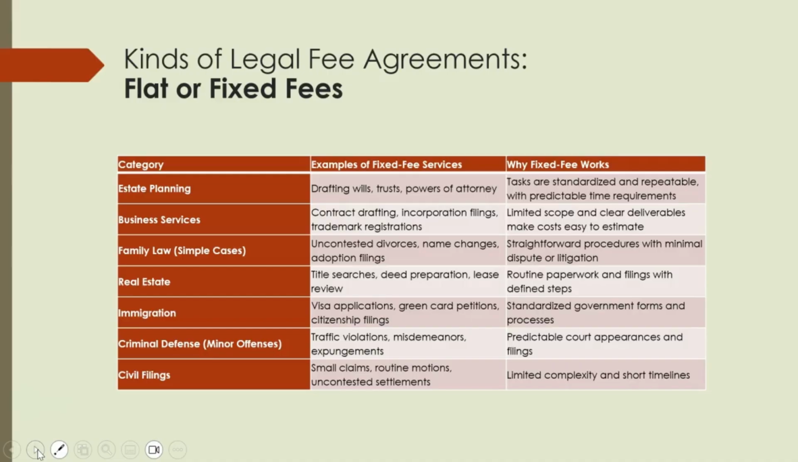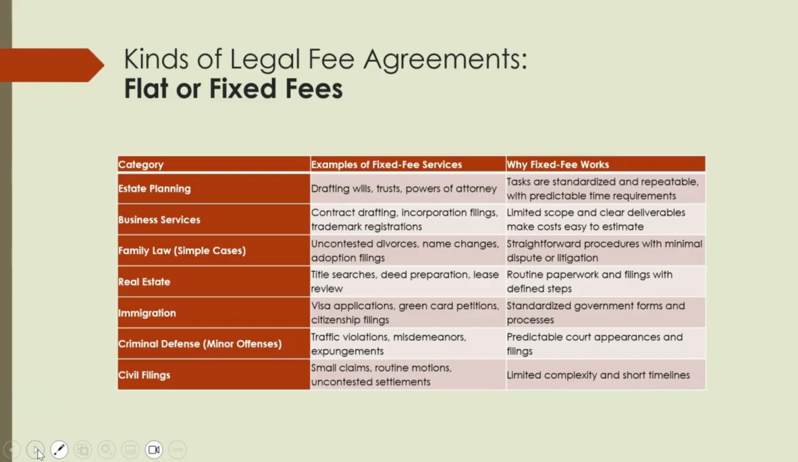Real estate: law firms are title searching, preparing deeds, doing lease reviews, so this is routine paperwork and filings with defined steps. And again, there's minimal opportunity for dispute. It's easy to estimate the cost of this type of work. Immigration, such as visa applications, green card petitions, citizenship filings. These are, again, standardized forms and processes. And then criminal defense, the minor offenses, like traffic violations, misdemeanors, expungements.